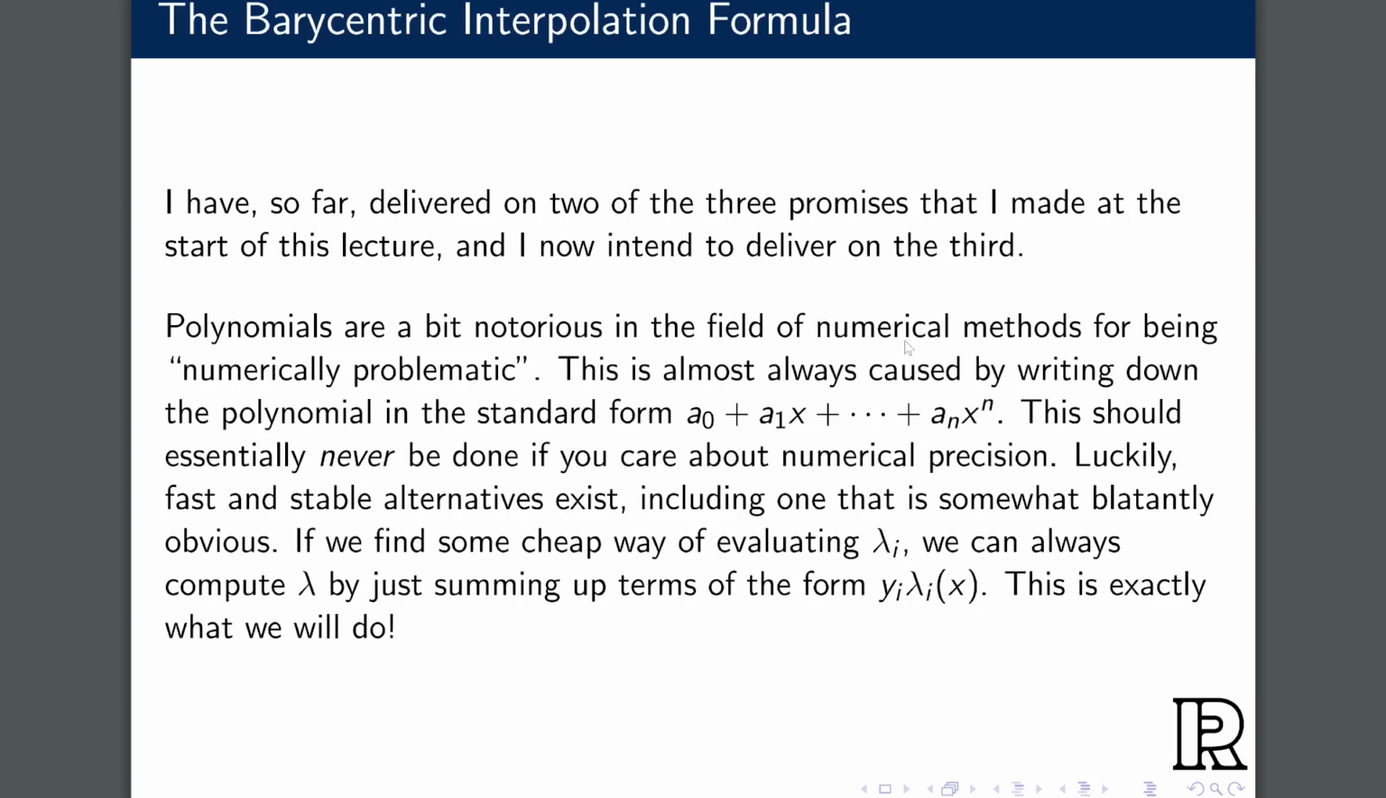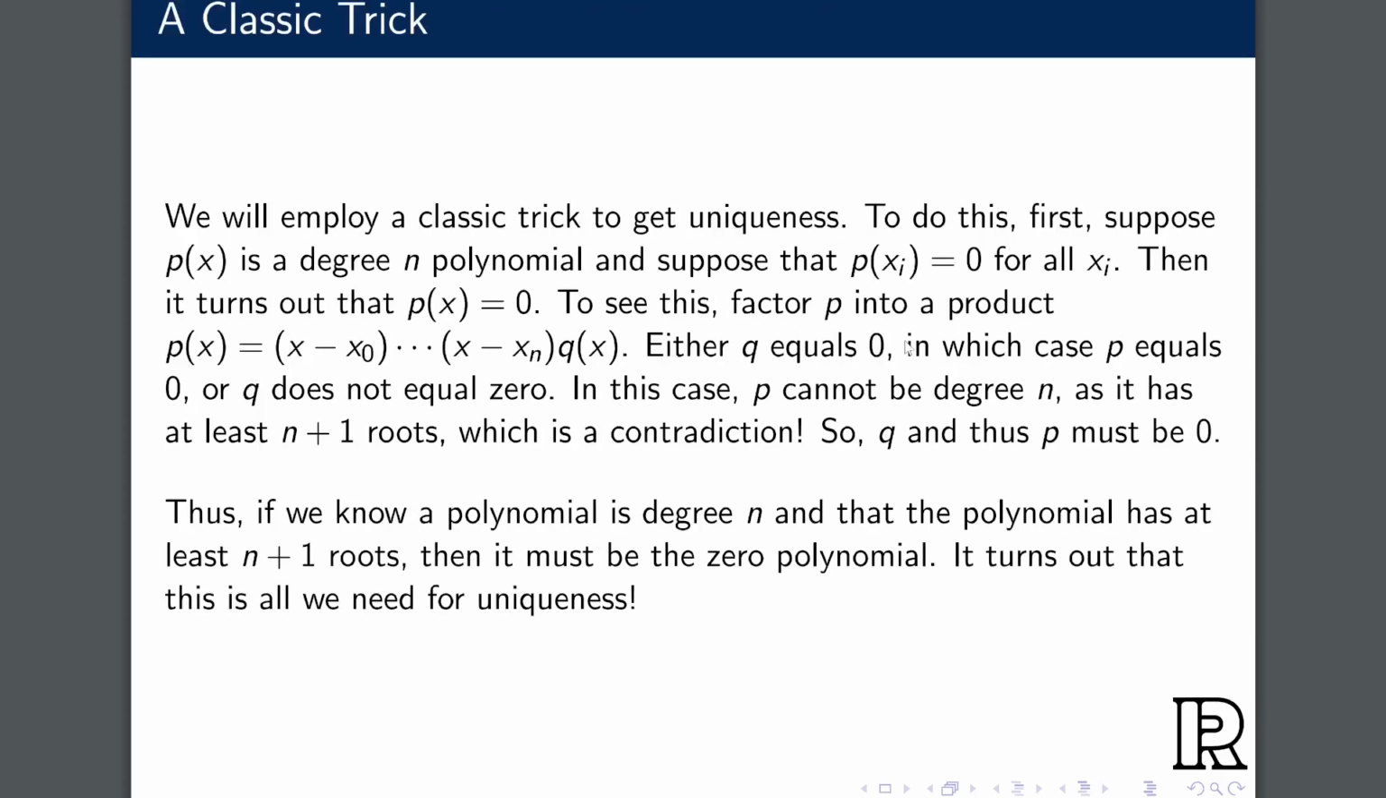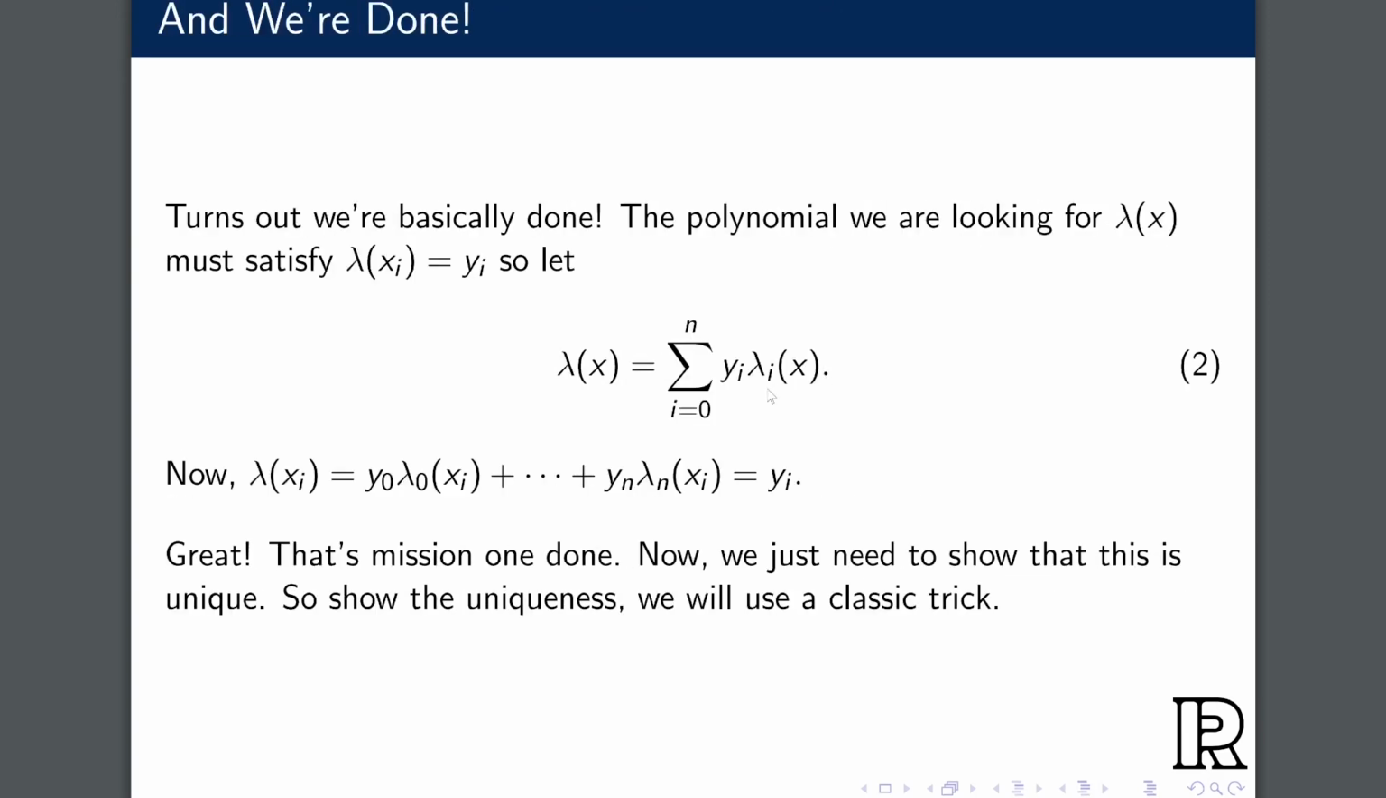Previously, we wrote lambda, our polynomial, in terms of these lambda i's as this sum, right? So if there is a good, efficient way to evaluate these lambda i's, then there is also going to be a good, efficient way of evaluating lambda just by summing over i and then evaluating lambda i. So we can boil down this whole problem into just how can we quickly and efficiently evaluate these lambda i's to then be able to evaluate our whole polynomial.